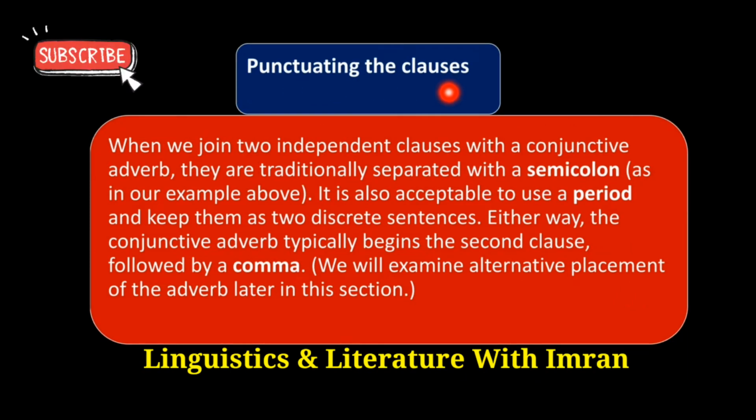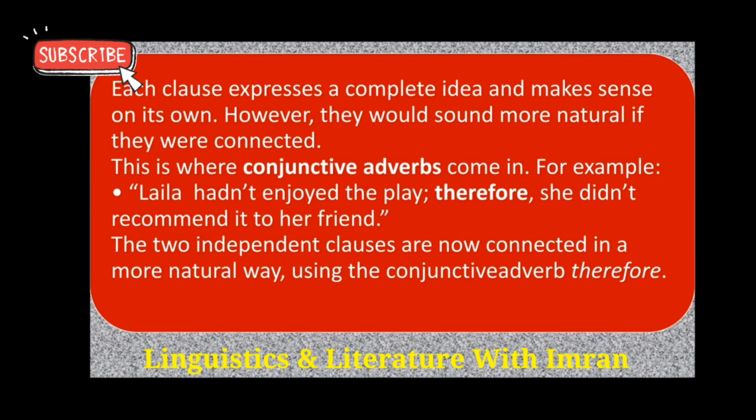Punctuating the clauses. How can we punctuate independent clauses when we use conjunctive adverbs? Let's learn. When we join two independent clauses with conjunctive adverbs, they are traditionally separated with a semicolon. Remember, not a comma, not a colon, but a semicolon. As in our example above, as we learned here, you can see Leila hadn't enjoyed the play. Here we have a semicolon.